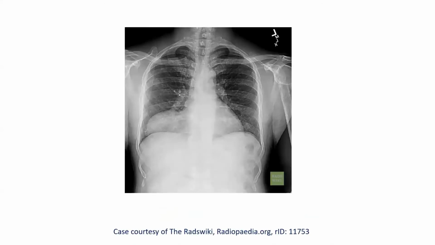Now, what is this? This is not pericardial effusion, but something close, which is what? This is pericardial cyst. And this is the typical location of pericardial cyst, the right cardiophrenic angle. The right cardiophrenic angle is the typical location of pericardial cyst. So this is pericardial cyst, okay?